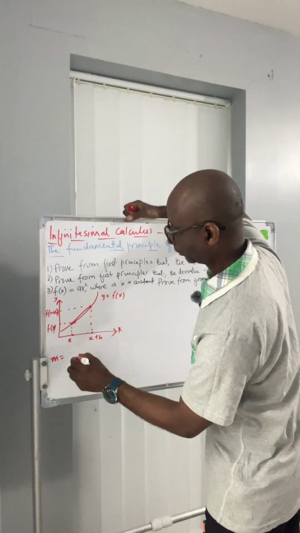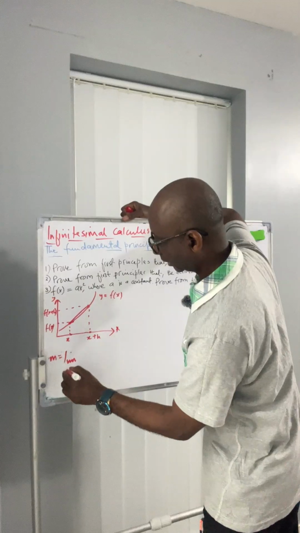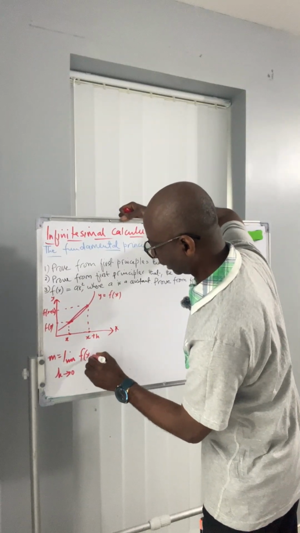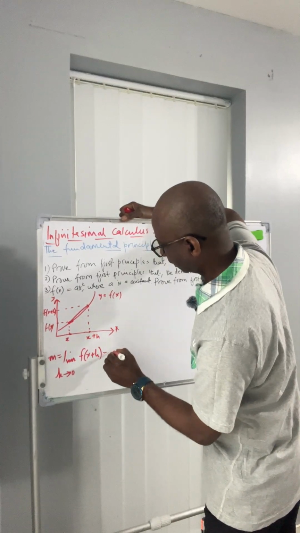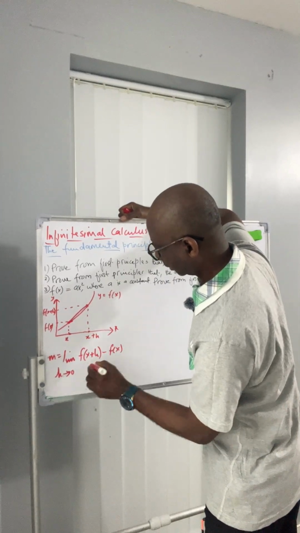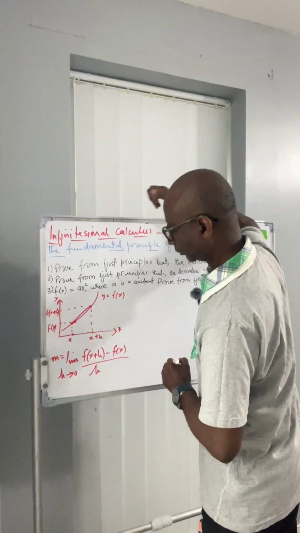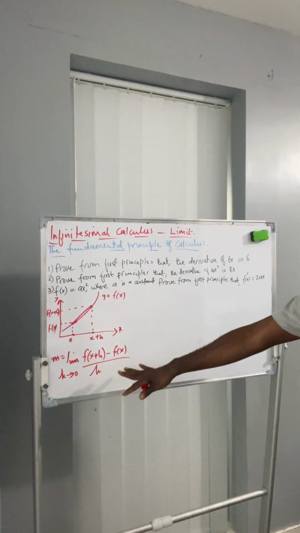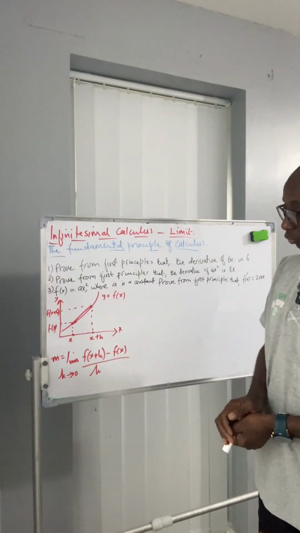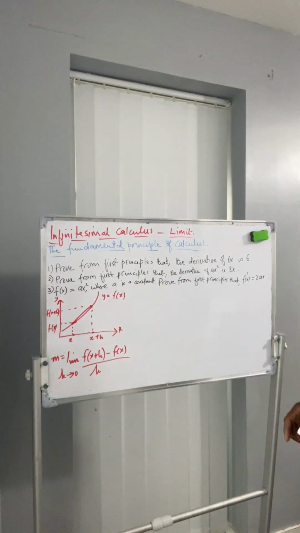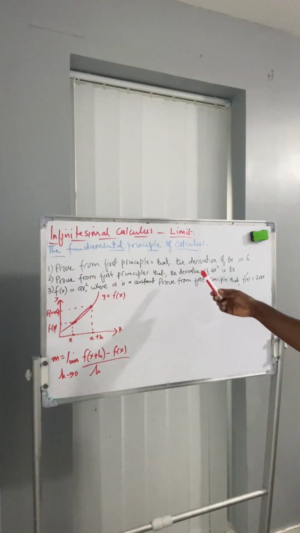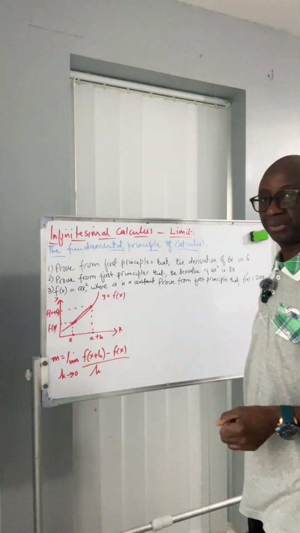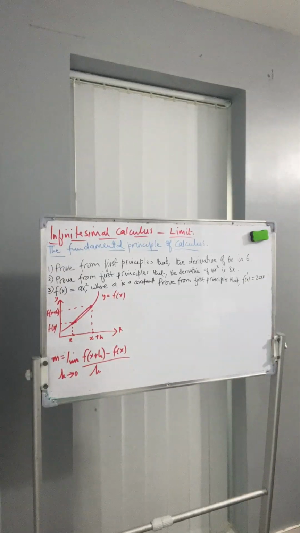We know that the limit as h tends to 0 of f of x plus h minus f of x, divided by h. We know this holds from first principle. This is what you have, so this is what we will be using to solve these problems. When they say prove from first principles that the derivative of something is that, this is the rule of the first principle. Now, let's carry on.